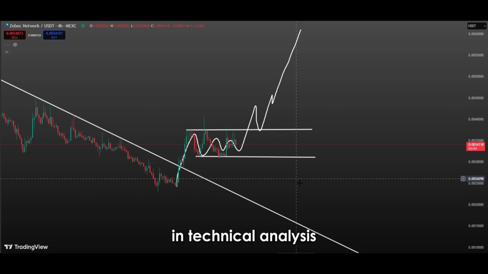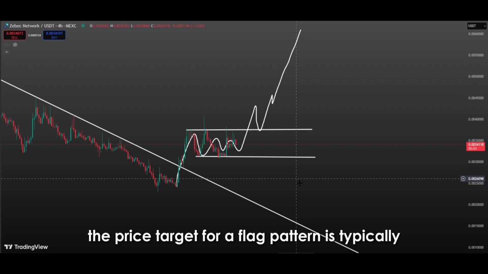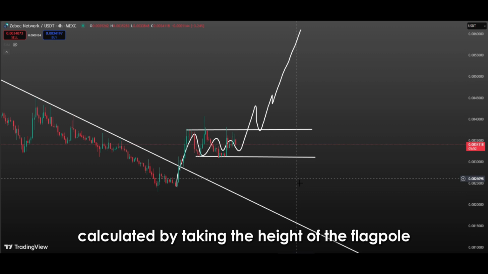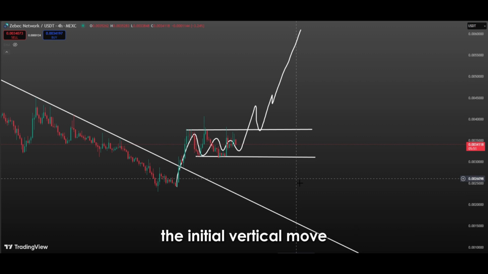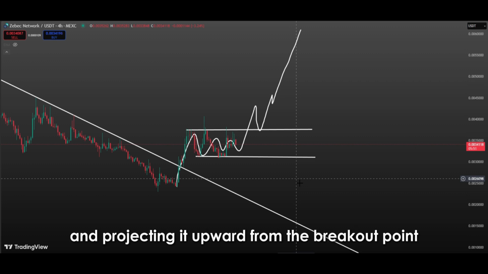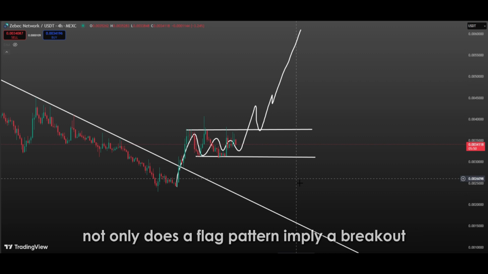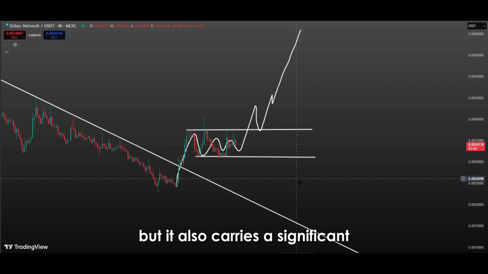In technical analysis, the price target for a flag pattern is typically calculated by taking the height of the flagpole, the initial vertical move, and projecting it upward from the breakout point. This means that not only does a flag pattern imply a breakout, but it also carries a significant upside potential afterward. This makes the pattern especially attractive to investors.